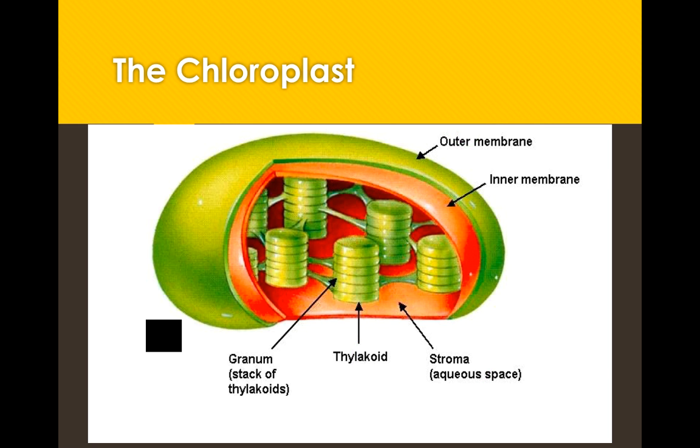So here's one chloroplast. It has an outer membrane and an inner membrane. It also has granum, which is a stack of what we call thylakoids. So this is one thylakoid, and a stack of them is called a granum. It also has some aqueous space, which we know as the stroma, which is the space between the different granum.